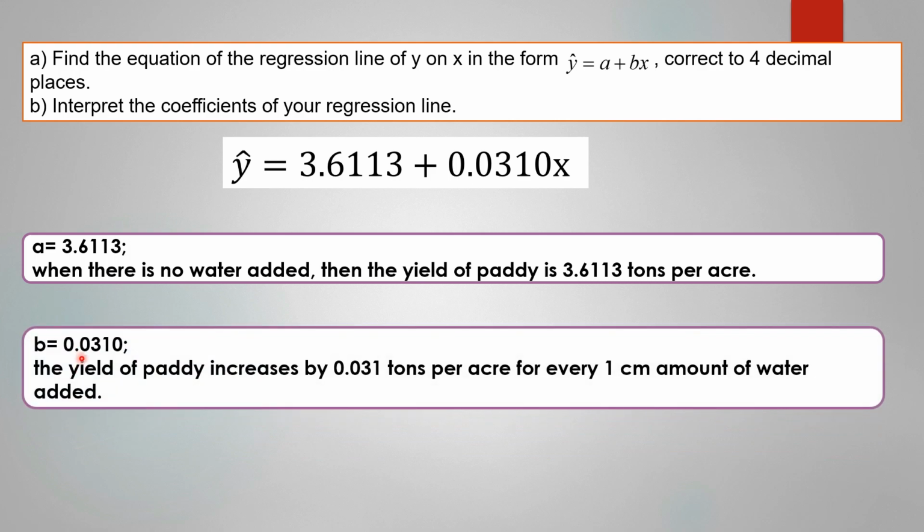Let's move to the interpretation for B. Our value of B is 0.0310. So we would say that the yield of paddy increases by 0.031 tons per acre for every 1 cm of water added, which means that for every increment of 1 cm of water, the yield of paddy increases by 0.031 tons per acre. So this is how we interpret coefficient A and coefficient B.